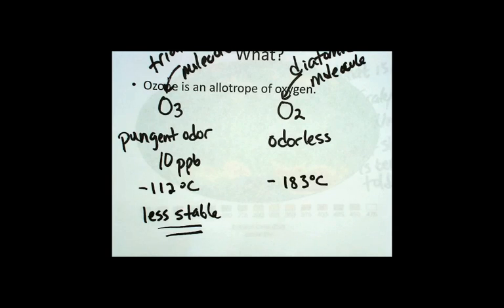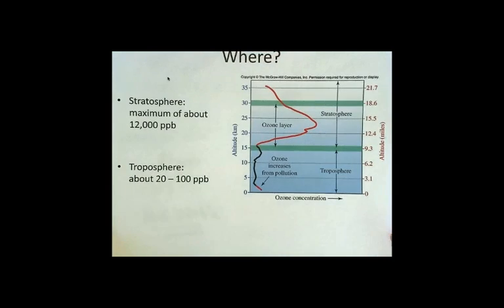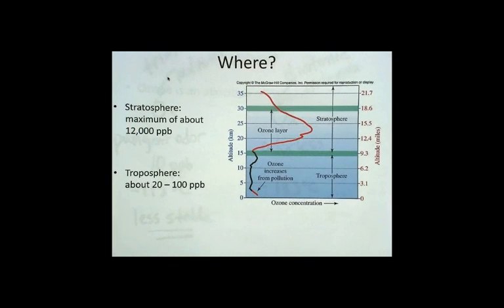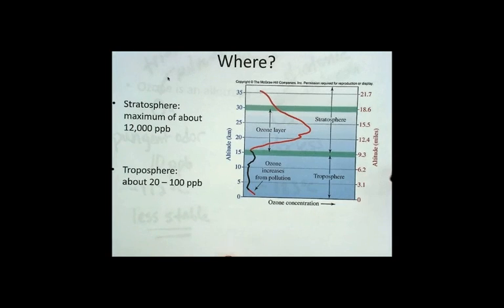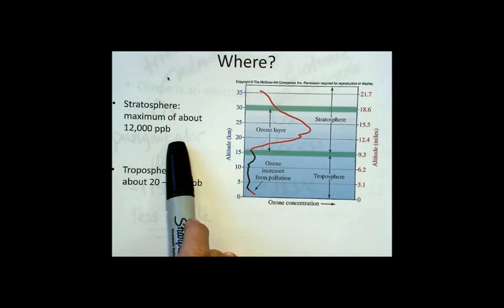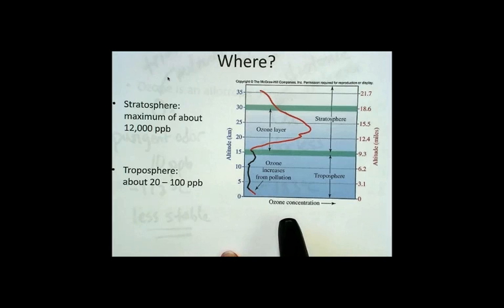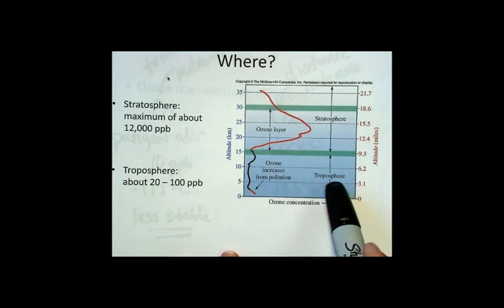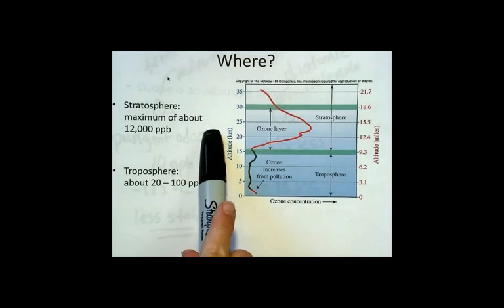Next question is, where do we find ozone? Well, we find ozone both in the troposphere and in the stratosphere. In the troposphere, the concentrations are lower than in the stratosphere, and this graph is showing us the varying concentrations of ozone with altitude. This side is in miles, and this side is in kilometers.